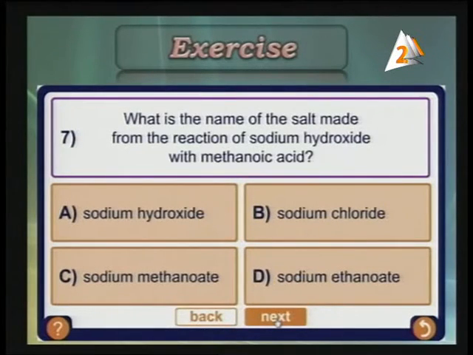Next, what is the name of the salt made from the reaction of sodium hydroxide with methanoic acid? So it is the name of this salt made from the reaction of sodium hydroxide with methanoic acid. So we have sodium methanoate is right. Why? Because it is the reaction between acid and alkali forming the salt, sodium methanoate, and water.